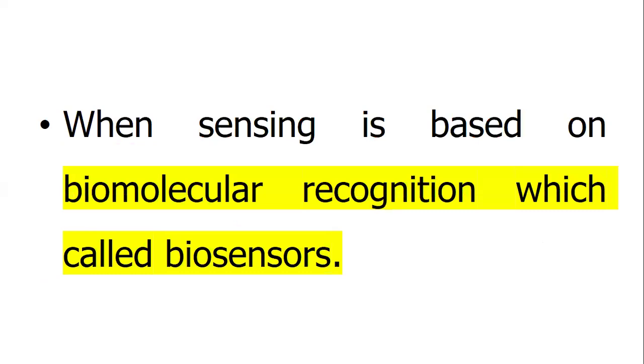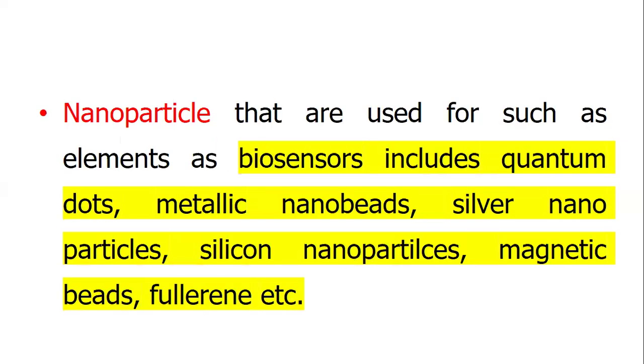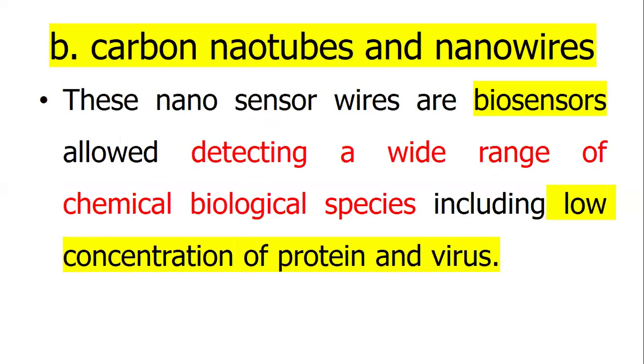When sensing is based on biomolecular recognition, it is called a biosensor. Nanoparticles used as elements in biosensors include quantum dots, metallic nanobeads, silver nanoparticles, silicon nanoparticles, magnetic beads, fluorophores, etc. Carbon nanotubes and nanowires. These nanowire biosensors allow detecting a wide range of chemical and biological species, including low concentrations of protein and virus.